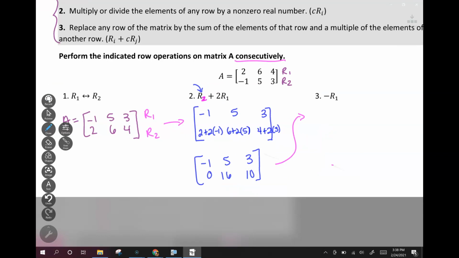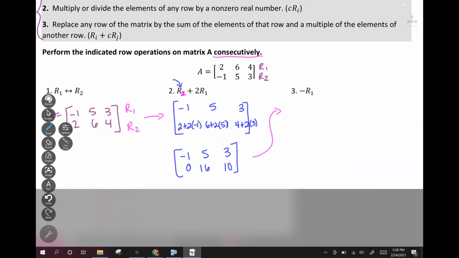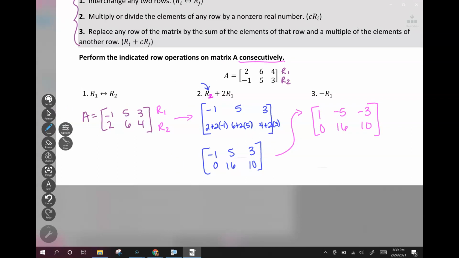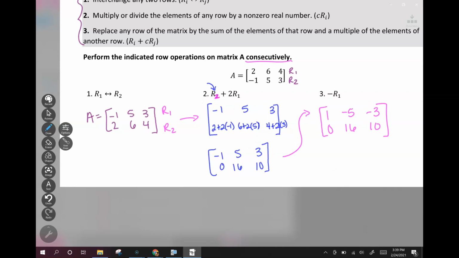And now in number 3, we're going to take that matrix and we're going to multiply row 1 by -1. So I'm not changing row 2, but I'm taking row 1 and I'm multiplying each entry by -1. So just all 3 of my signs changed. And that's it. Those are the 3 row operations that you can do.